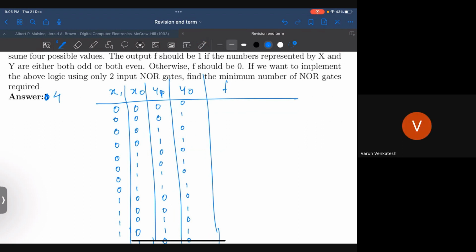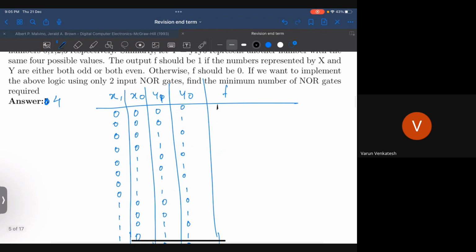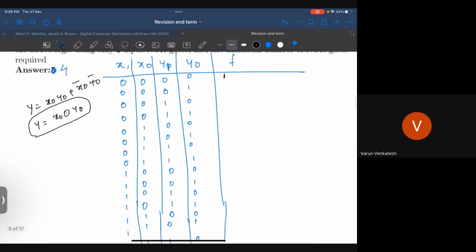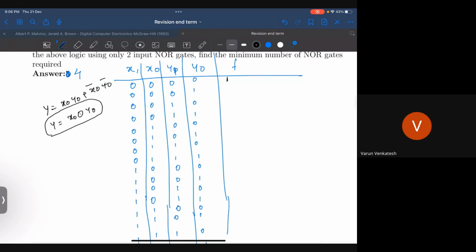Yeah, but I think we don't even need to go through the truth table. We just have to recognize that x0 and y0 have to be the same, correct? So y will be x0 XNOR y0. So y is equal to x XNOR y0, right? If you see the SOP, it will be y equal to x XNOR y0.